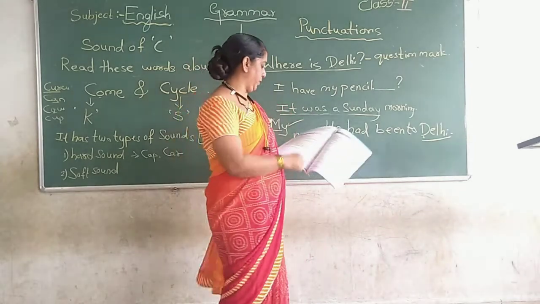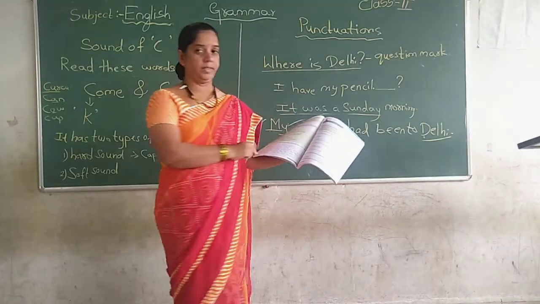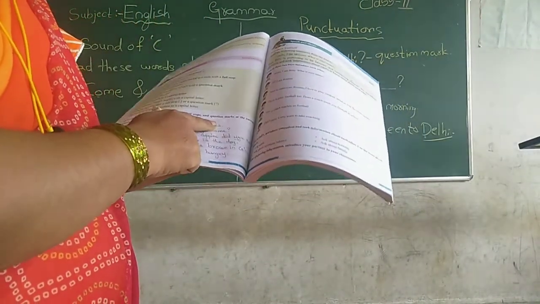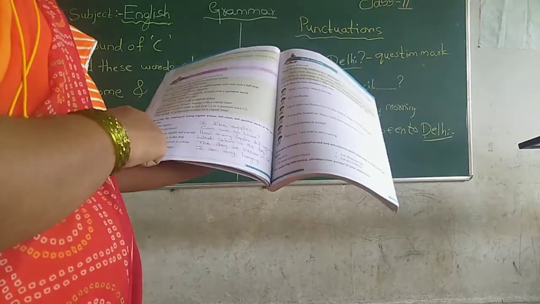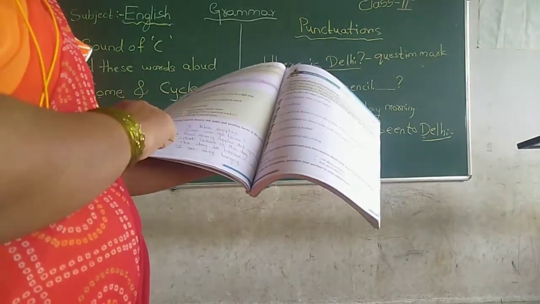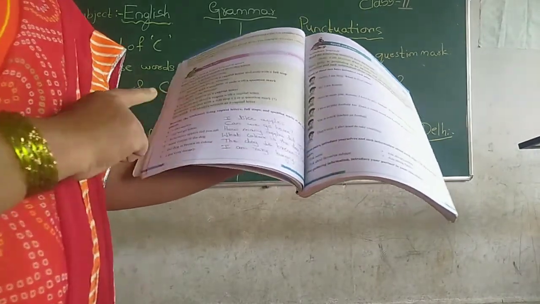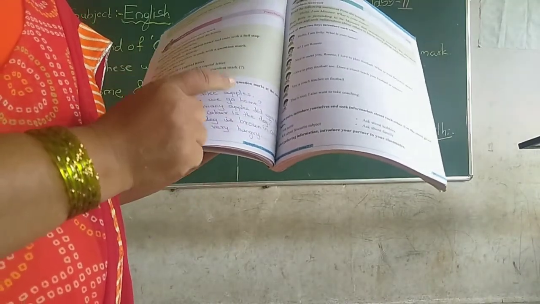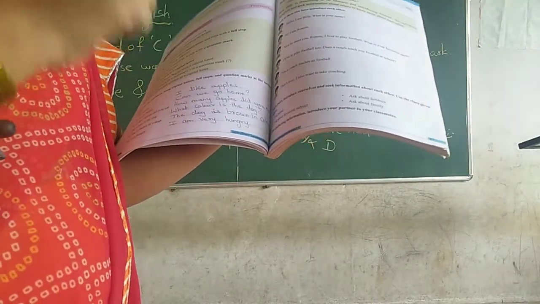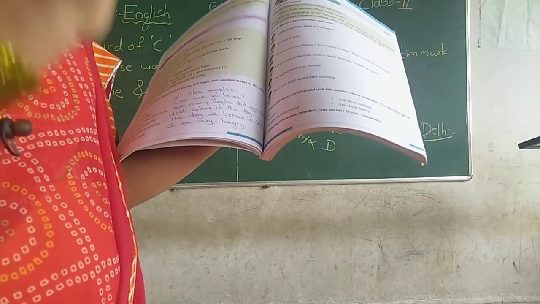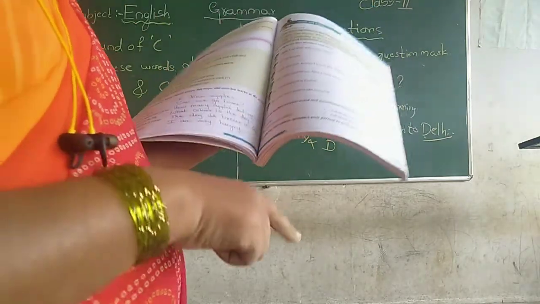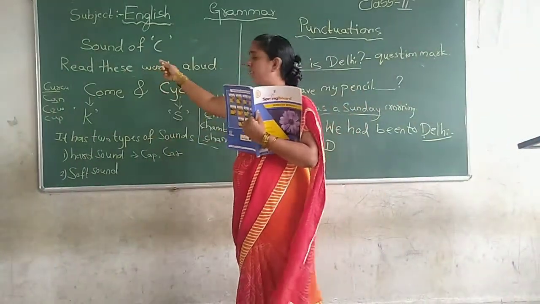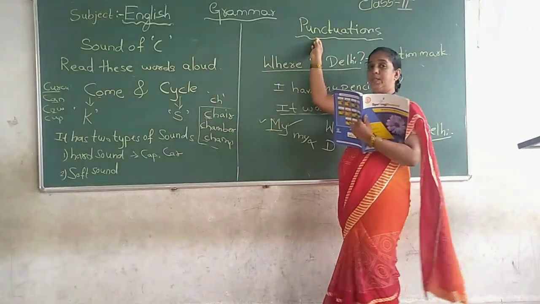Here you have some exercise. Rewrite the sentences using capital letters, full stops and question marks at the correct places. So here, "I like apples." I have written it already here. In the same manner, you too write at your home with the punctuation marks, and where a capital letter is necessary, write the letter as a capital letter. So for today's class, you have learnt about the sound of C and about punctuation.